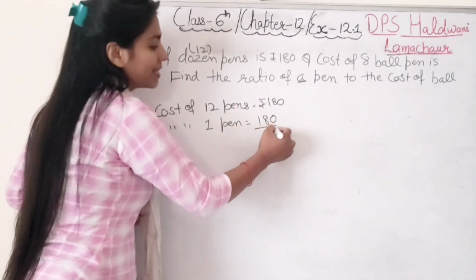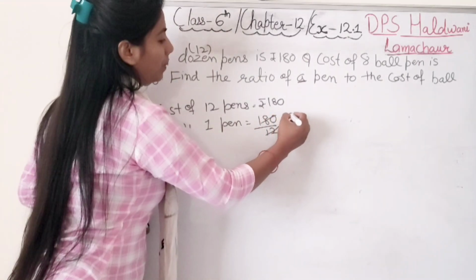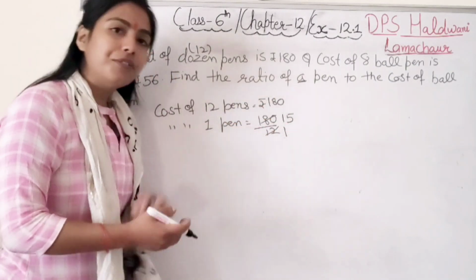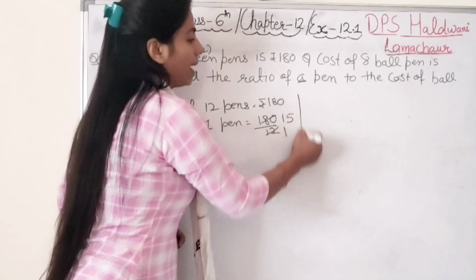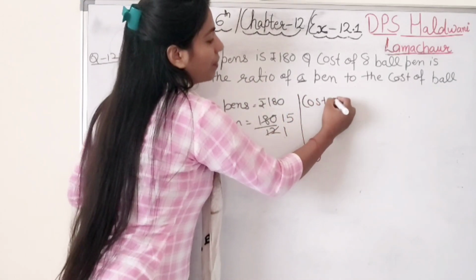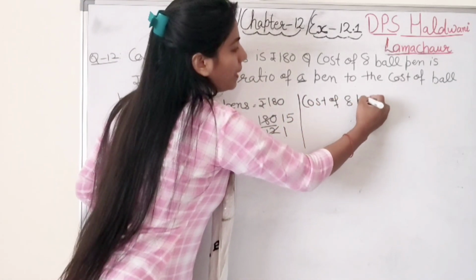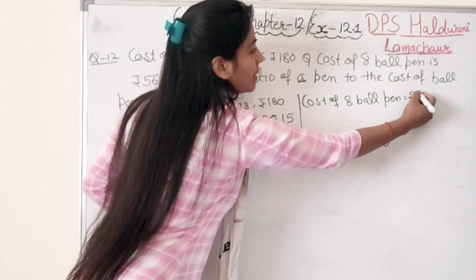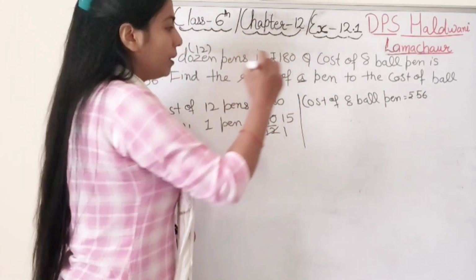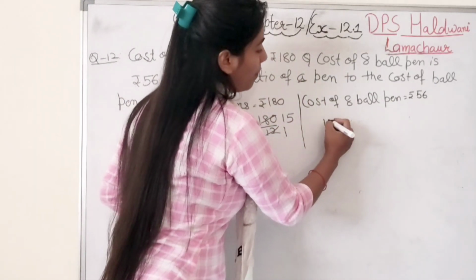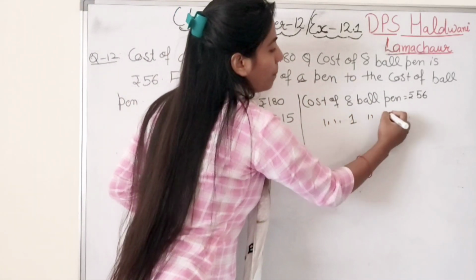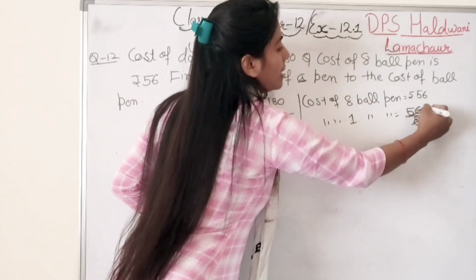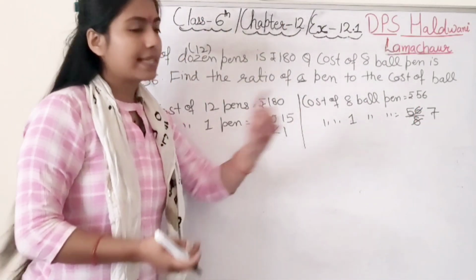Right? So that is 12 ones are 12, 12 fives are 60, so one pen costs 15. In the same manner, the cost of 8 ball pens is rupees 56. So the cost of 1 ball pen will be 56 upon 8. That is 7. One ball pen costs 7.